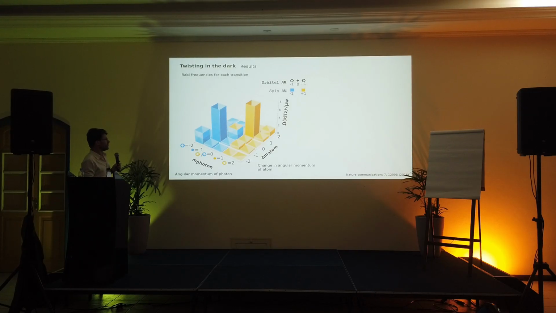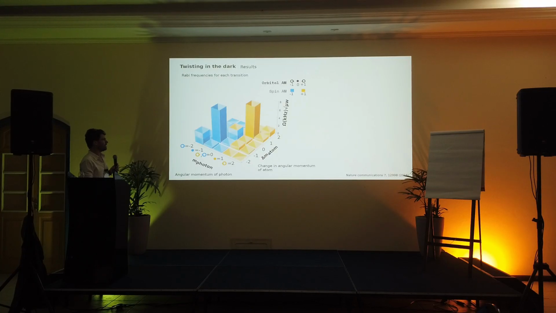So we tune the laser to the -2 transition, to the -1, to the 0, to the 1, to the 2. So we probe all of the different atomic transitions, and for each of these atomic transitions, we try all of the different combinations of the photon angular momentum, whether it's -2 in total, -1, 0, 1, or 2. And what do we see?